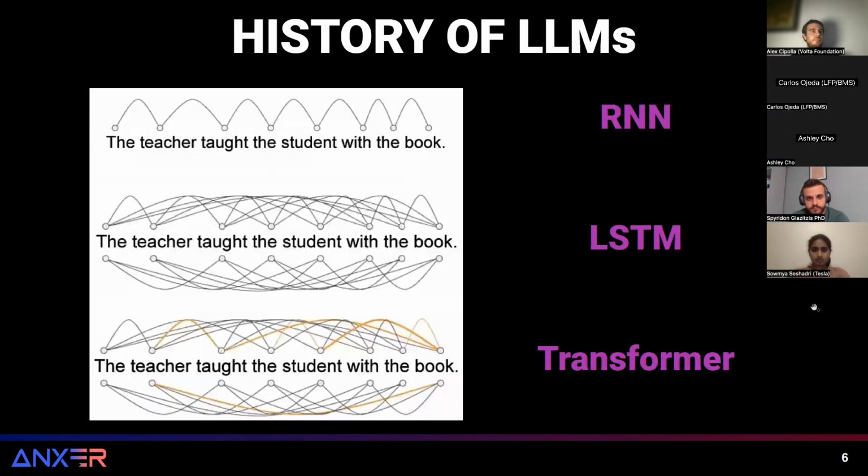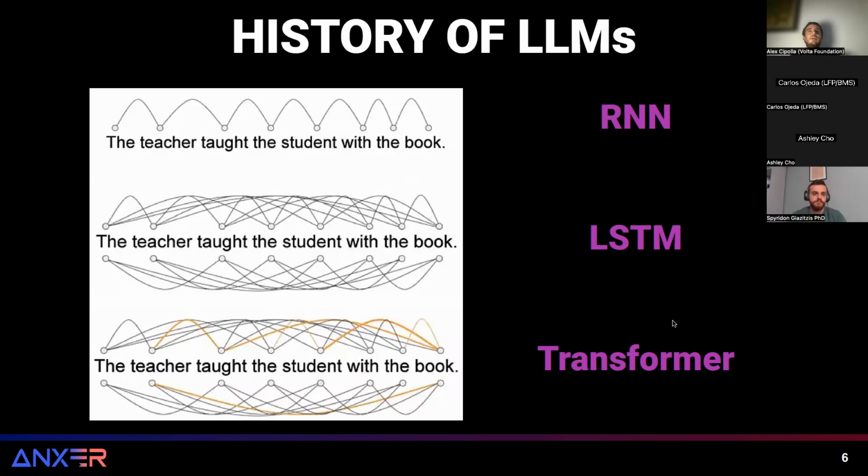So to understand better, I have this image here. Let's say it's a very simple phrase. But here you can see the difference between RNN, LSTM, and transformer. So the RNN, it's very basic. Each word has a connection with the previous word.